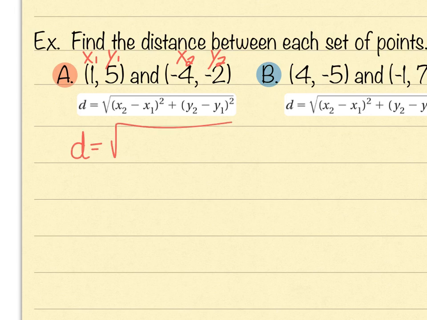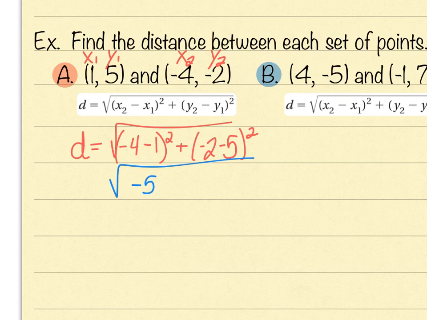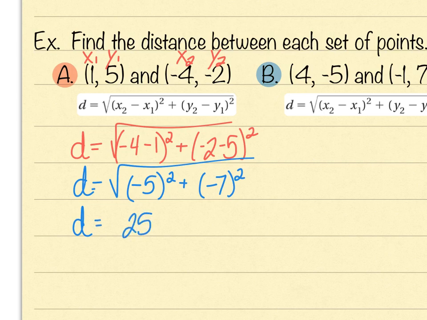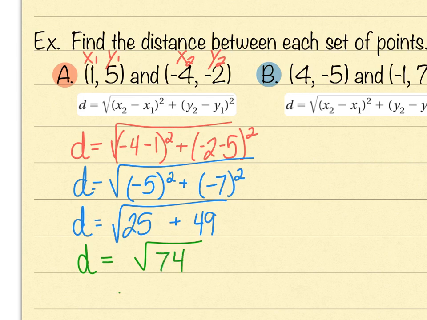So D equals the square root of x2, which is -4, minus x1, which is 1, squared, plus y2, -2, minus 5, which is y1, squared. Okay, now I'm going to find out what's in these parentheses. -4 minus 1 is -5. And -2 minus 5 is -7. Now I'm going to square these values. -5 squared is 25. Remember, we're always going to have a positive number there, so you don't need those absolute value symbols. And then -7 squared is 49. When I add those together, 25 and 49 is 74. And the square root of 74 is approximately 8.6.